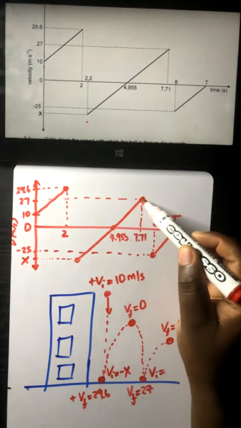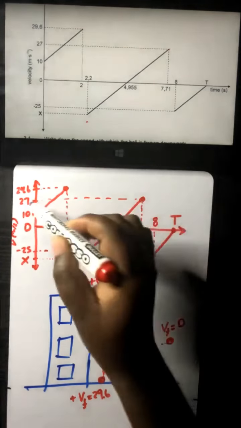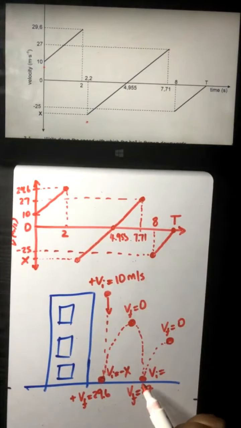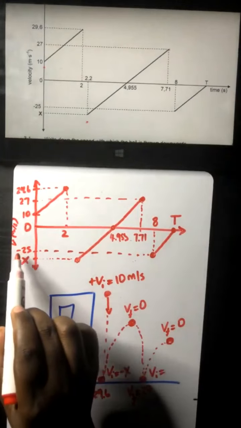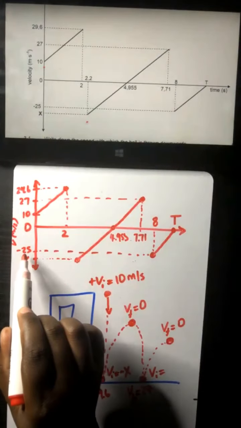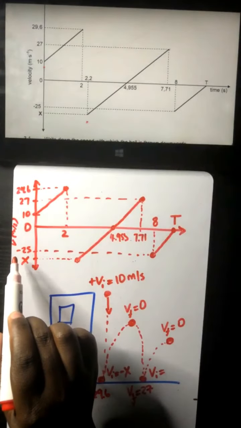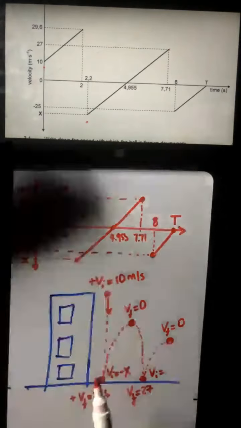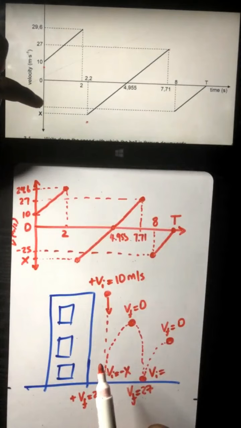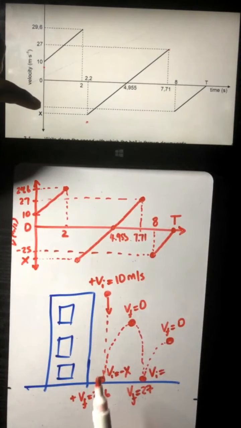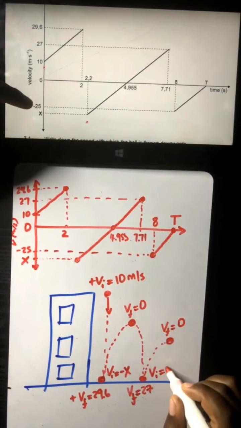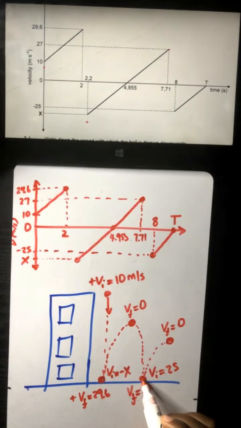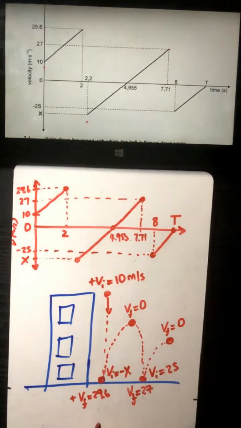It strikes the ground again on the graph at that velocity of 27, and again it changes direction. Let's see, what is that? This is V initial is 25. So guys, this is the velocity which is 25, which is the velocity at which it leaves the ground to reach its maximum height.